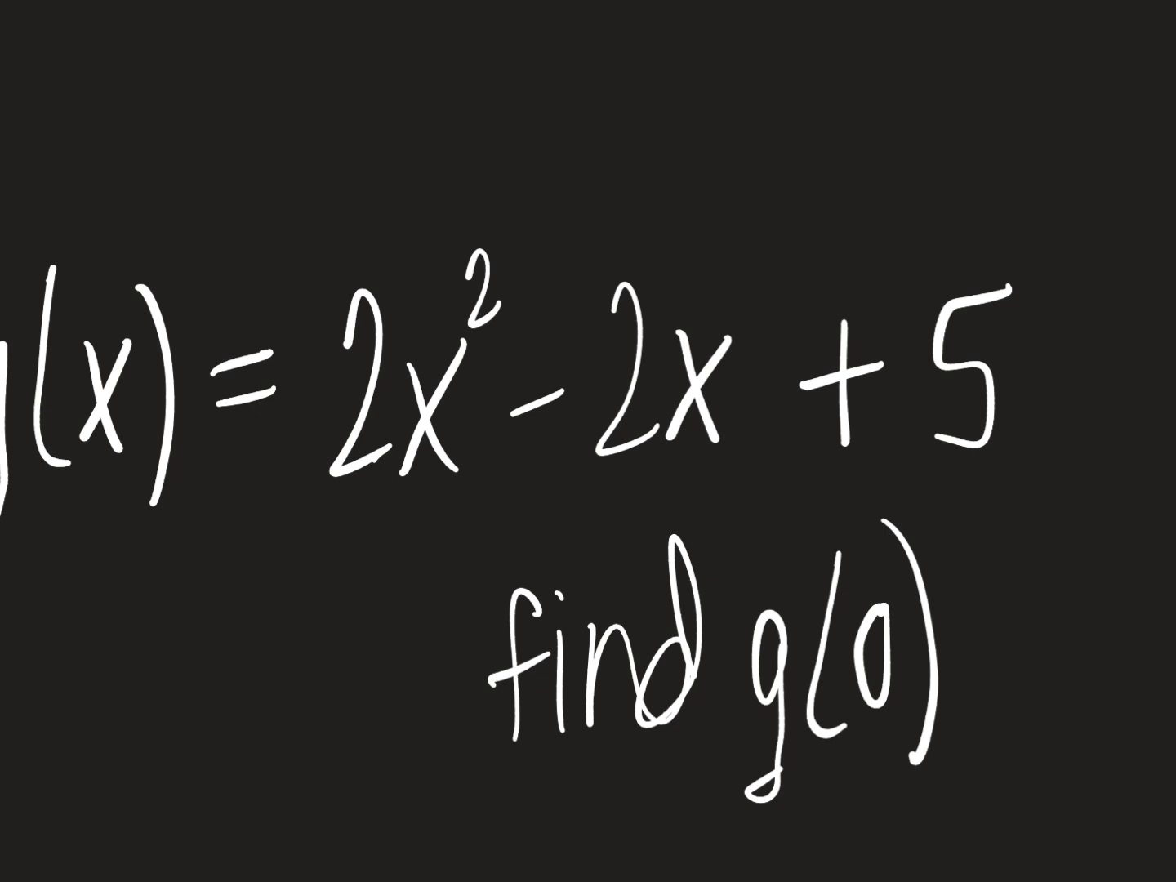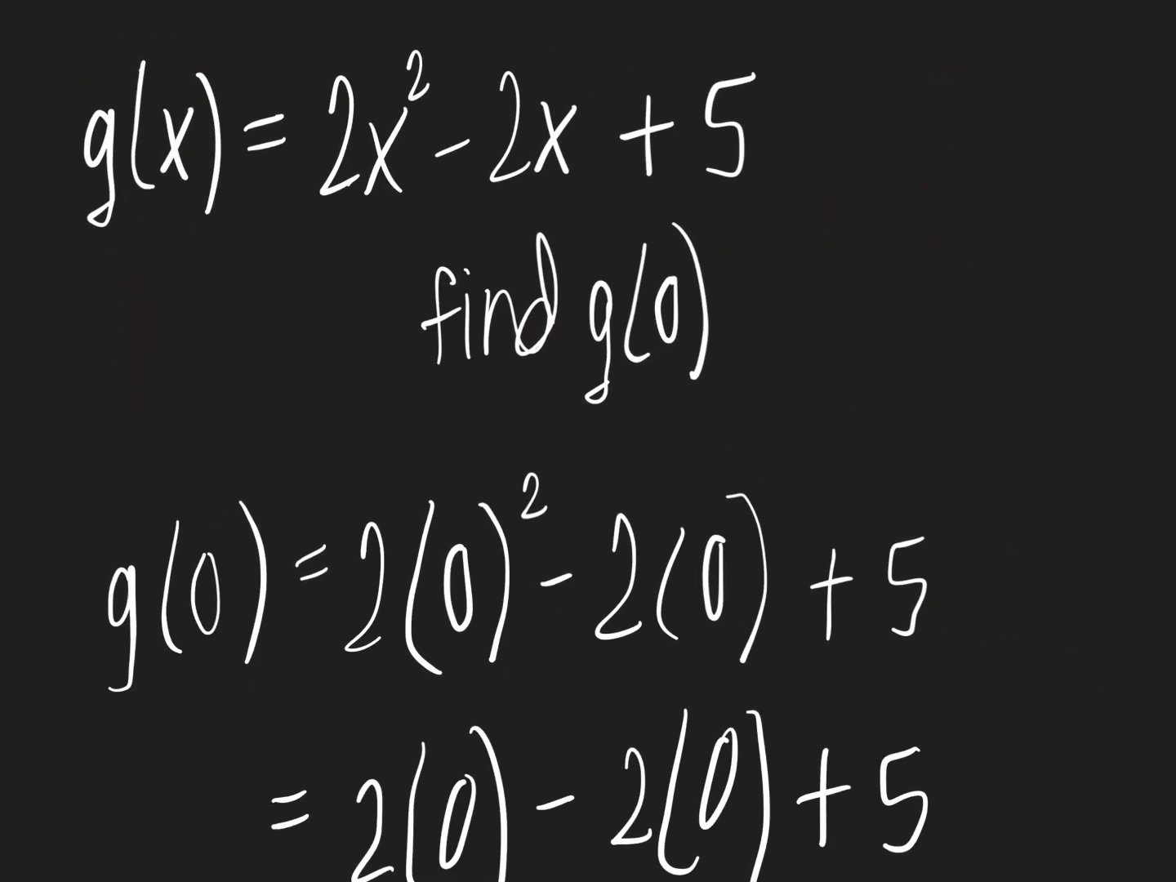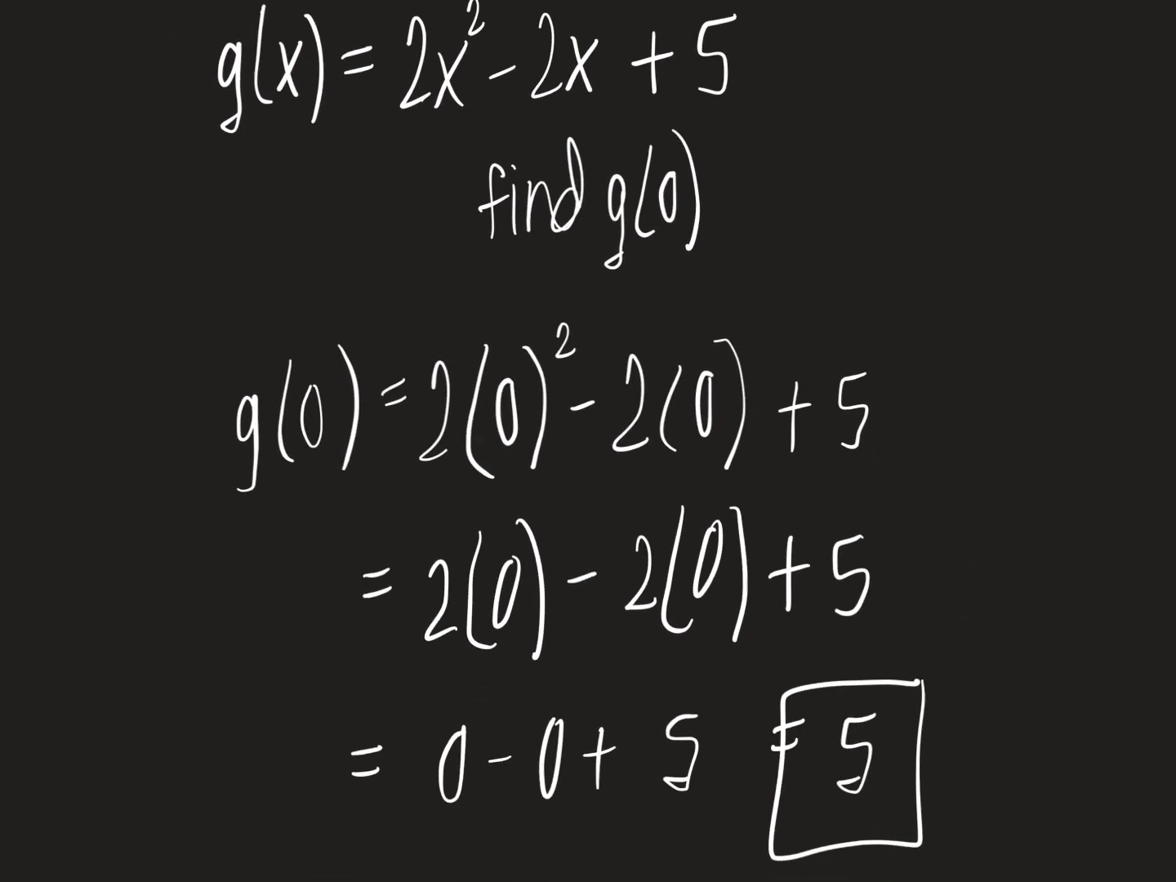Now, an easier one to try is maybe g of 0. It just seems easier to plug 0 in. 0 is easy to work with. You square your 0, and 0 squared is just 0. So now we're ready for that multiplication step. And 2 times 0 is 0. Minus 2 times 0, that's 0. So 0 minus 0 plus 5 is 5.